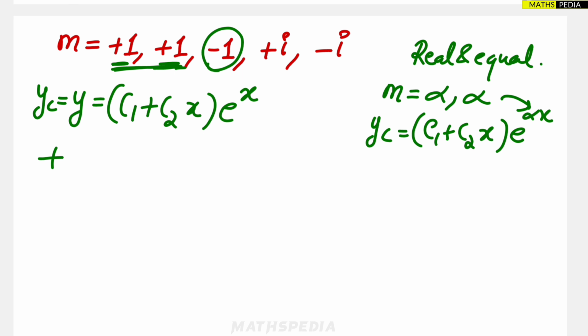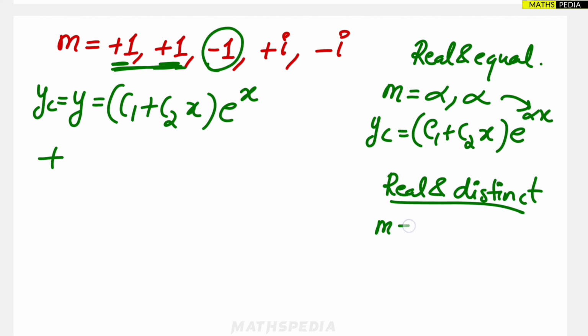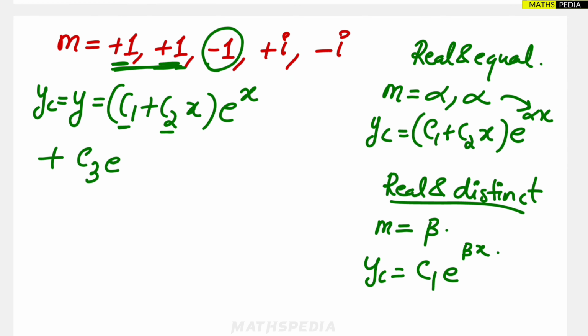Plus next, minus 1 is alone. Whenever you get a real and distinct root, a separate root, suppose m value is some beta value, you can write yc as c1 e power beta x, simple. Here again I cannot write c1 because I have already used c1 and c2. I can use the third variable c3. E power beta means minus 1, so minus x.